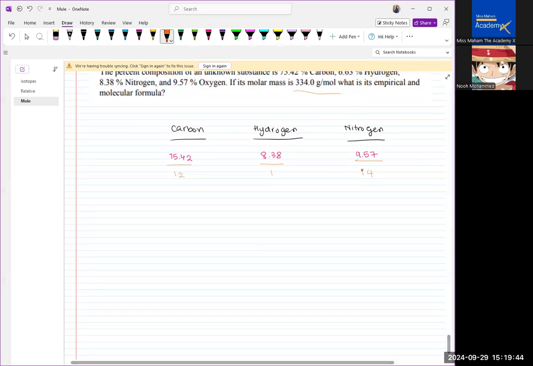So 75.42 divided by 12 gives us 6.285. 8.38 divided by 1 gives us 8.38. 9.57. We are not getting whole numbers here. The answer is coming out less than 1. I think I'll pick up a question from the past papers. Wait.